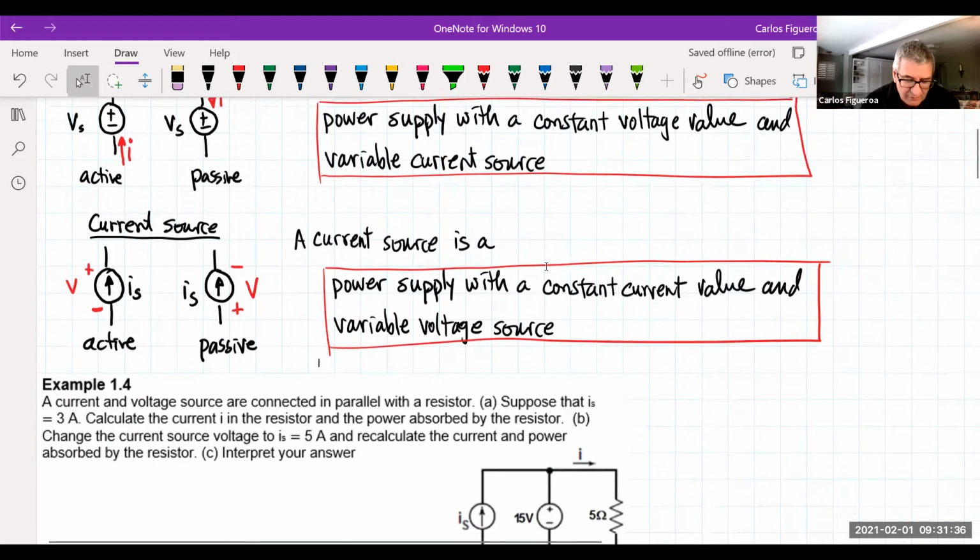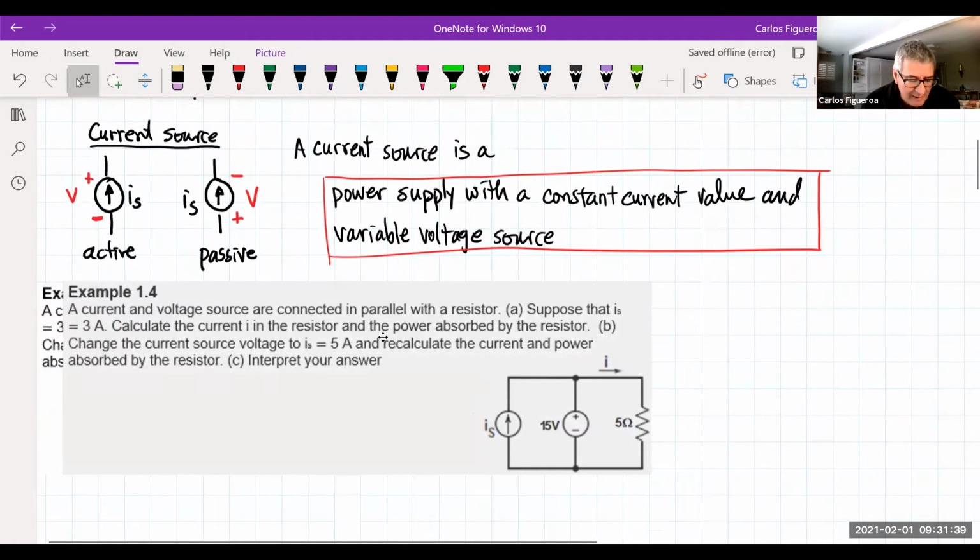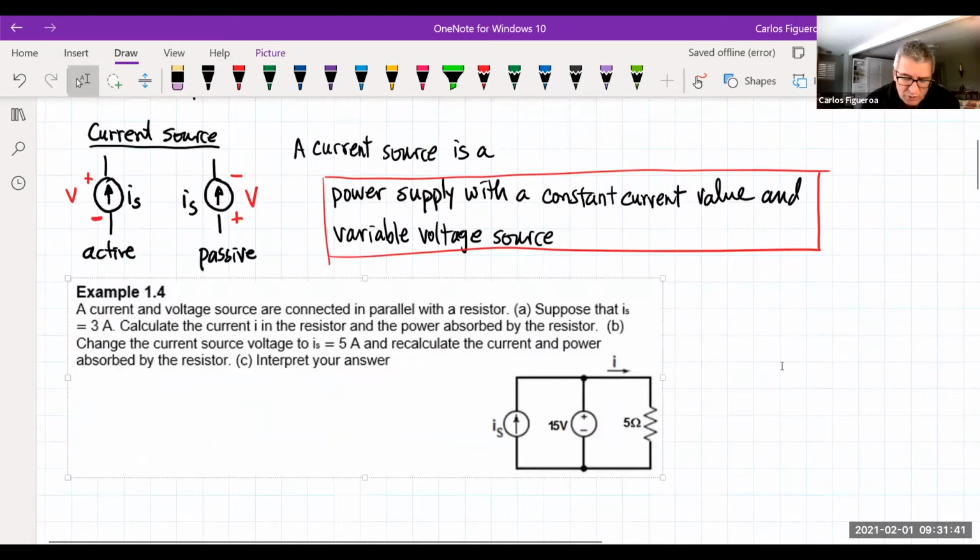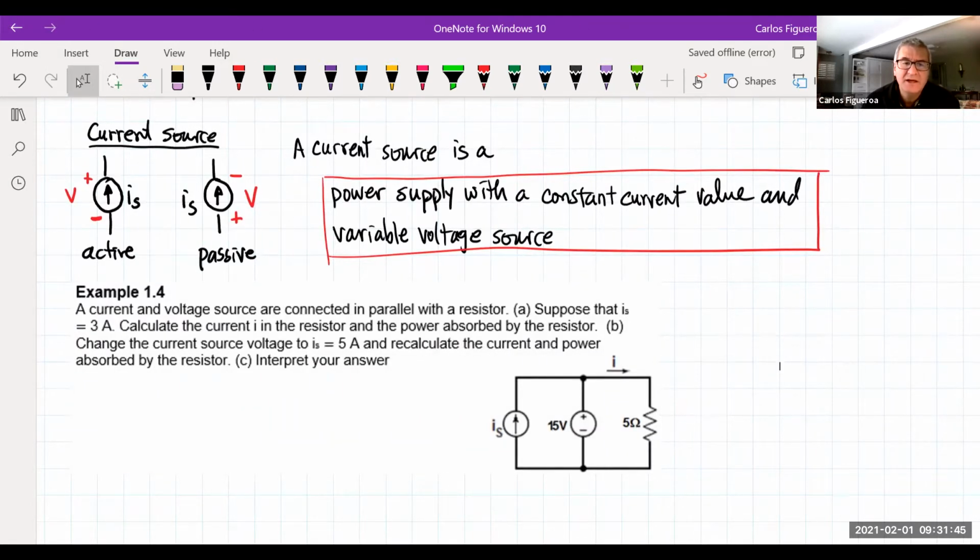But what I want to do here is give you a sense of where I'm at with this. I want to go through this example. And this example is a good one because it really, well, I don't know, you tell me, they're a little bit out there when you start to look at what sources behave like. So this example is really to give you a sense of what a current source behaves like and what a voltage source behaves like. Okay, so here we go.